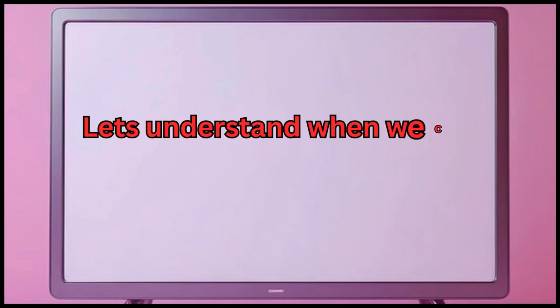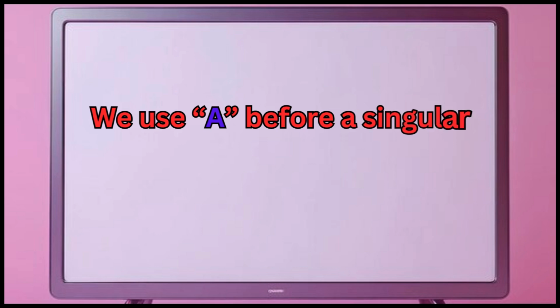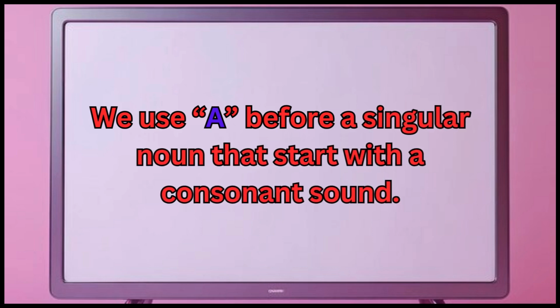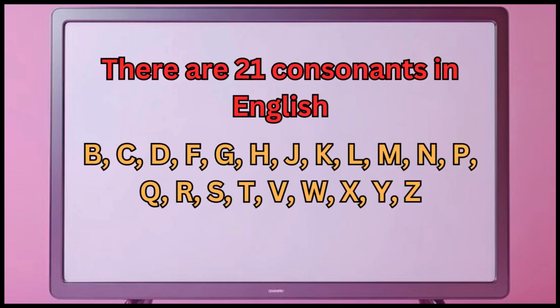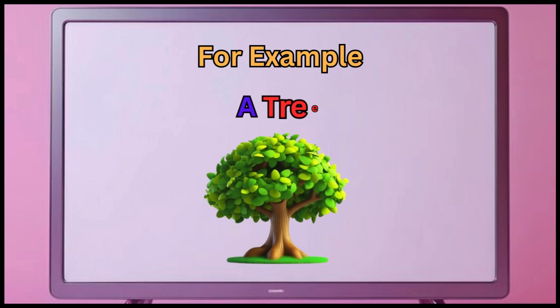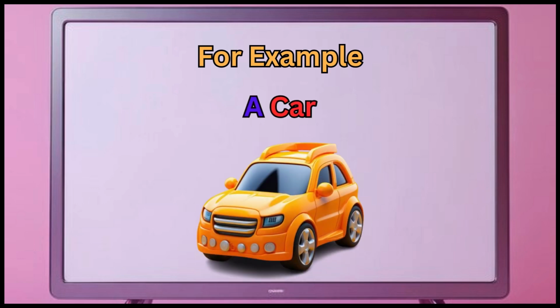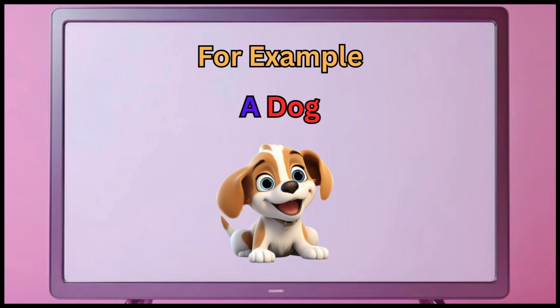Let's understand when we can use a in the sentence. We use a before a singular noun that starts with a consonant sound. There are 21 consonants in English as below. Let's understand this with the help of examples. A tree. Here, the word tree starts with the consonant T. A car. Here, the word car starts with the consonant C. A dog. Here, the word dog starts with the consonant D.